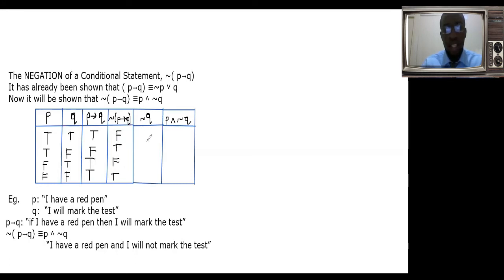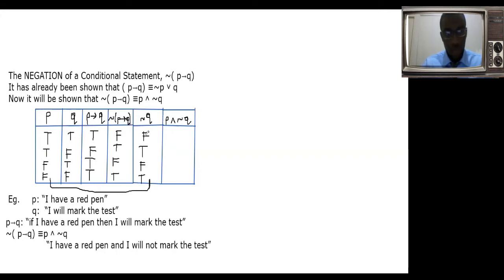And so the negation of Q: the negation of true is false, the negation of false is true, the negation of true is false, the negation of false is true. Then we're going to need P and not Q. For P and not Q, we're looking at these two columns.